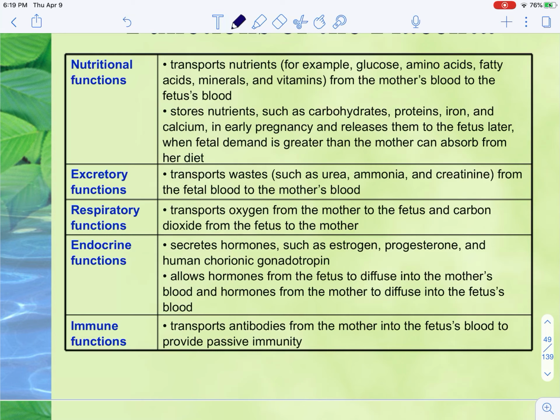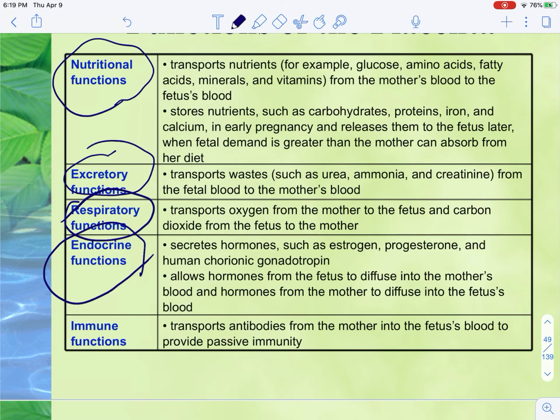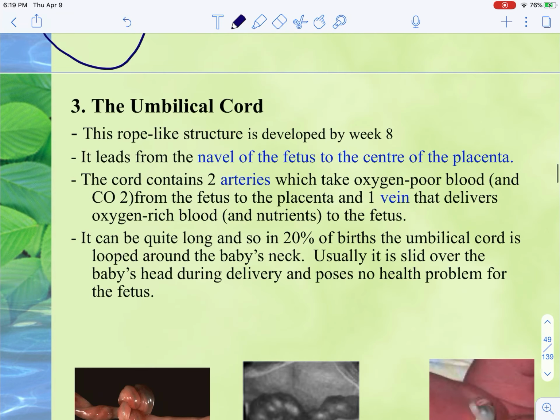The jobs of the placenta, of course, are allowing for nutrition to get in and waste to get out, respiratory gases to be exchanged, excretory wastes to be removed, hormones that are needed to go in, and antibodies that will assist in immunity.